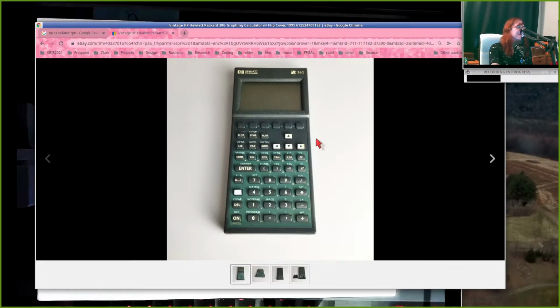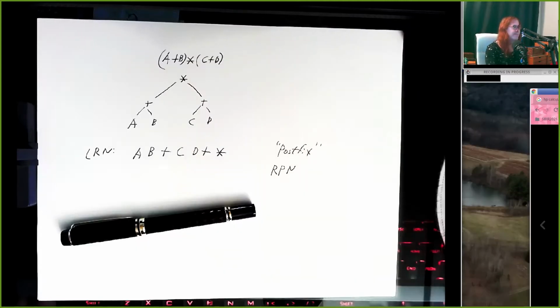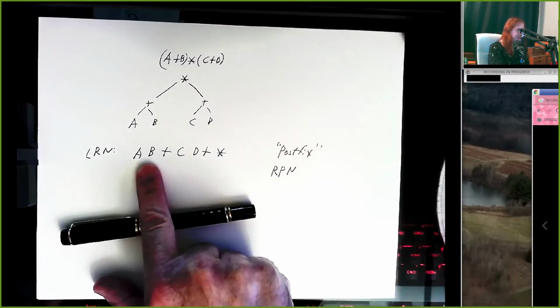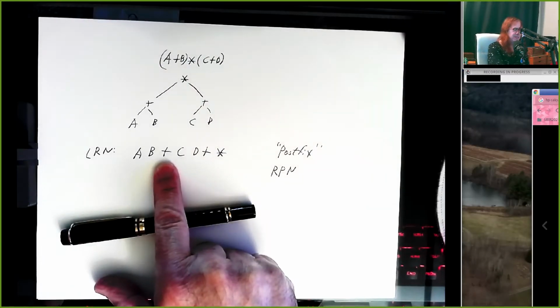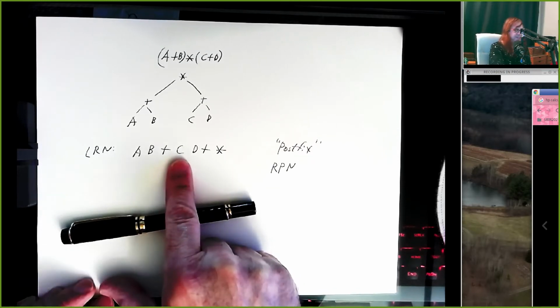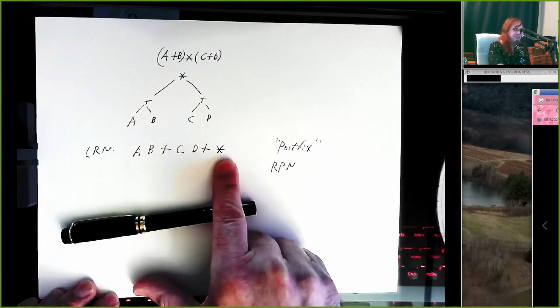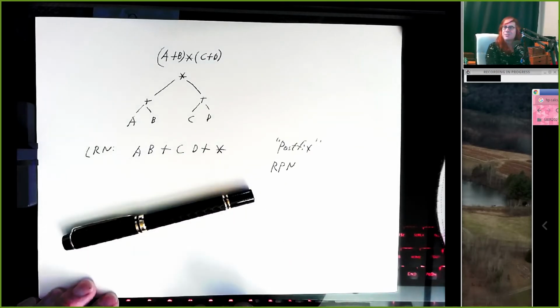Mm-hmm. So yeah, among other things, it had an enter key. And so you would type in A, enter, B, enter, and then when you hit the plus sign, the display would show the sum of these two things. And then you'd say C, enter, D, enter, hit the plus sign, it would show the sum of these things. And then if you hit a star, it would show the product of the last two things that it showed.